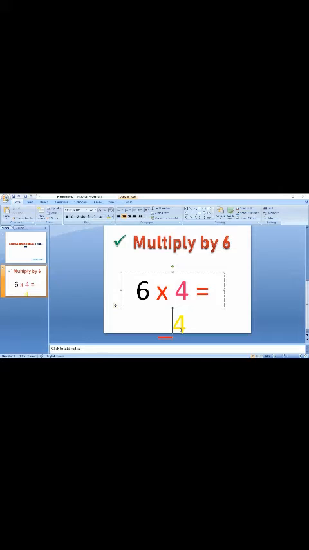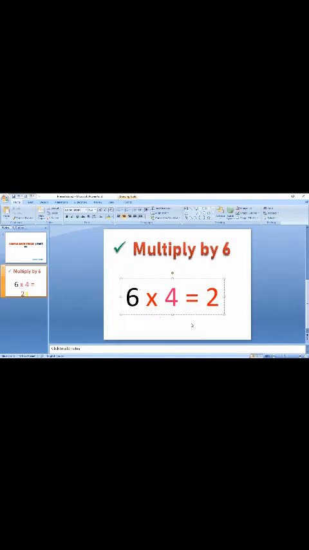So what's half of the ones digit? It's 4. So 4 is the half. What's the half? It's 2. So the answer will be 6 into 4 is equal to 24.